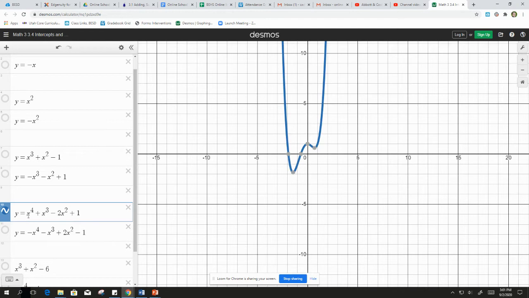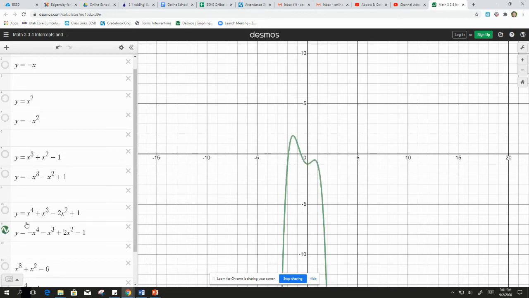So notice again that this is a positive x to the 4th, and it starts up on the left and ends up on the right. Looks kind of similar to this quadratic function, doesn't it? It starts up on the left and goes up on the right. If I put a negative in front of it, it starts down on the left and ends up down on the right. Kind of like this negative parabola, this negative quadratic function.